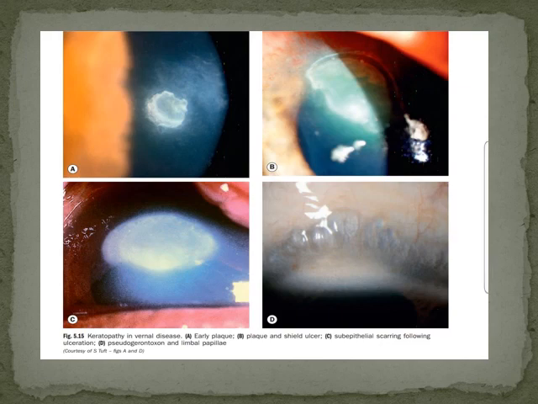In the first image there is presence of an early plaque, then the second shows plaque and shield ulcer, and image D shows a pseudogerontoxon. So what is a pseudogerontoxon? Pseudogerontoxon can develop in recurrent limbal disease. It is characterized by a paralimbal band of superficial scarring resembling arcus senilis, which we see in old age people, and it is adjacent to a previously inflamed segment of the limbus.